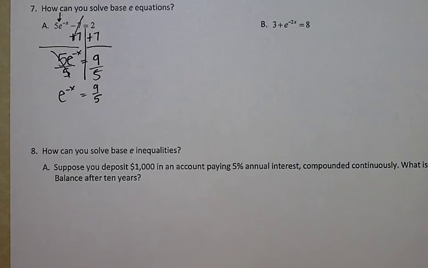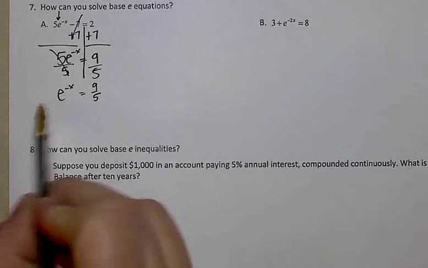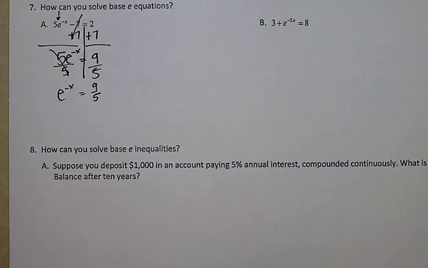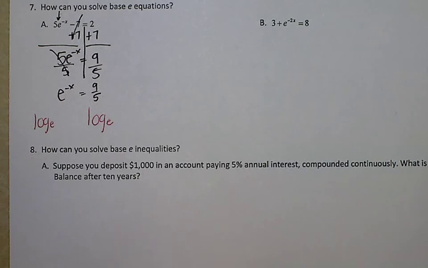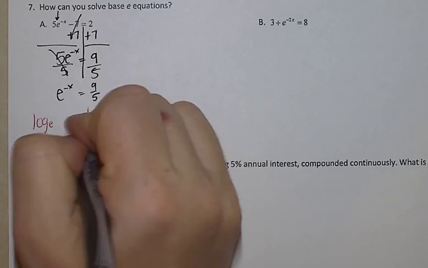Okay, this goes back to what we've just learned. What can I write in front of this function that would allow me to cancel out the e? So log base e, good. Log base e to both sides. And I'll write down what was already there.